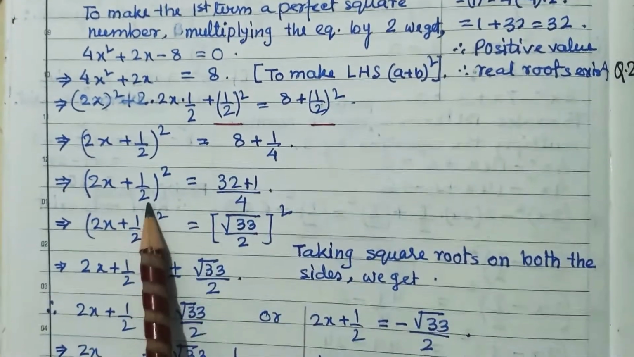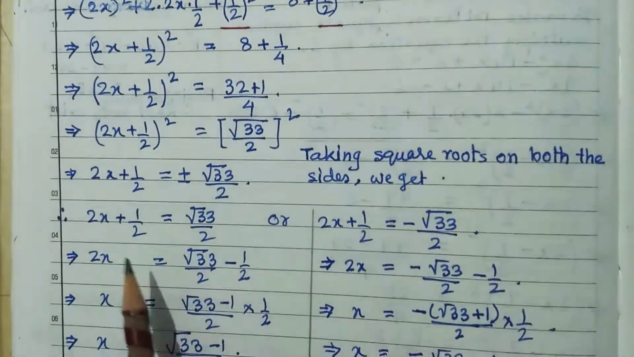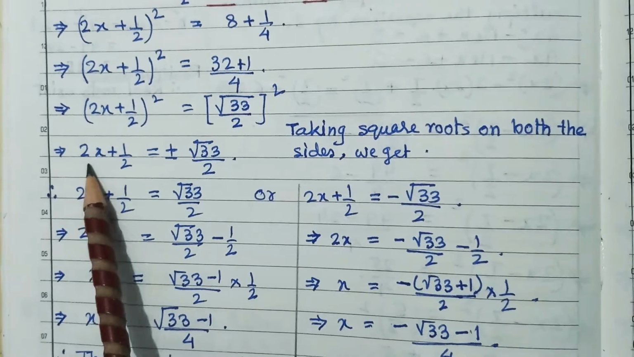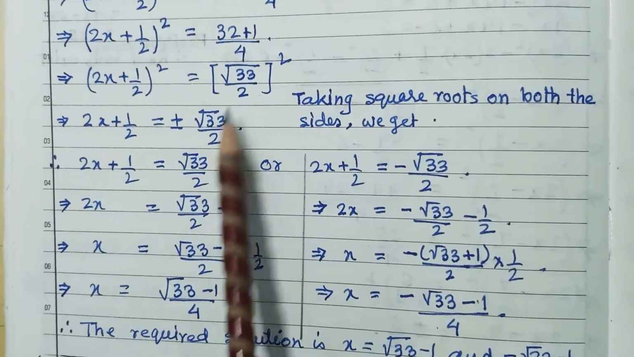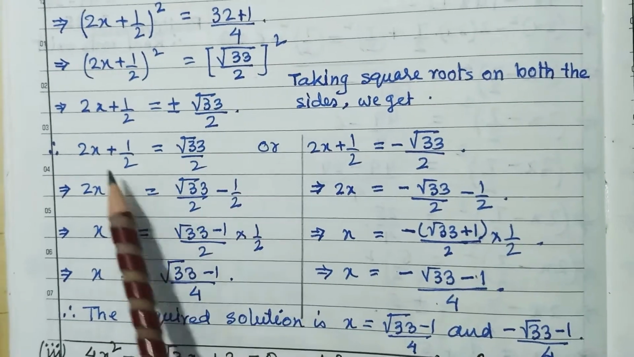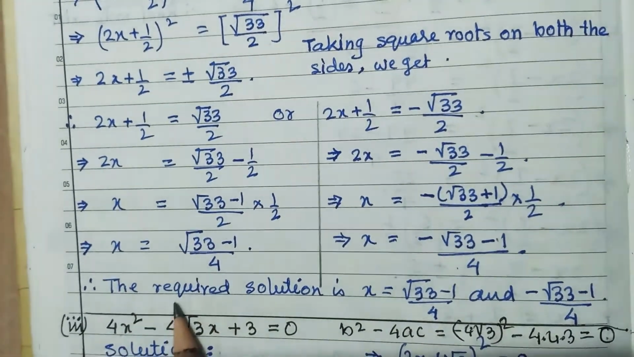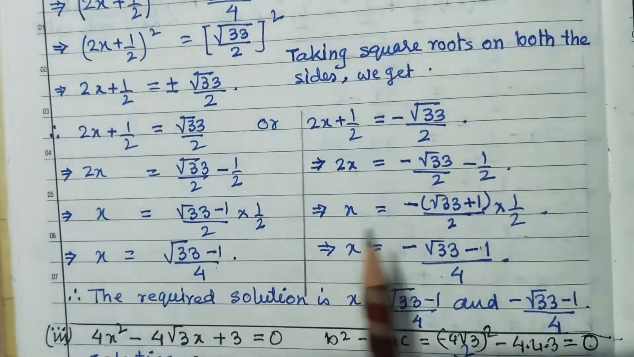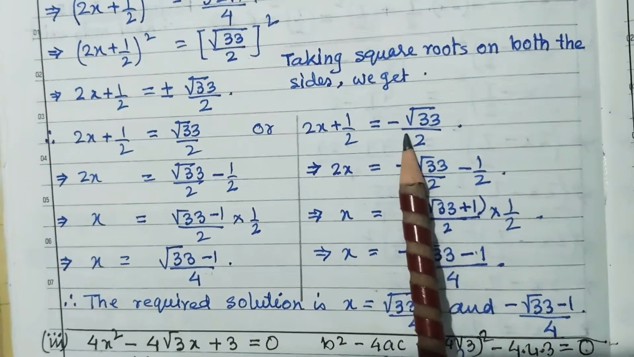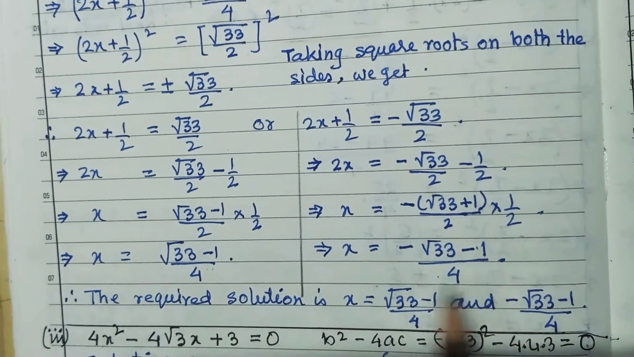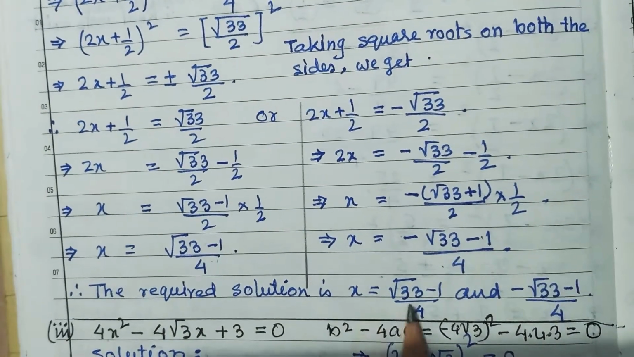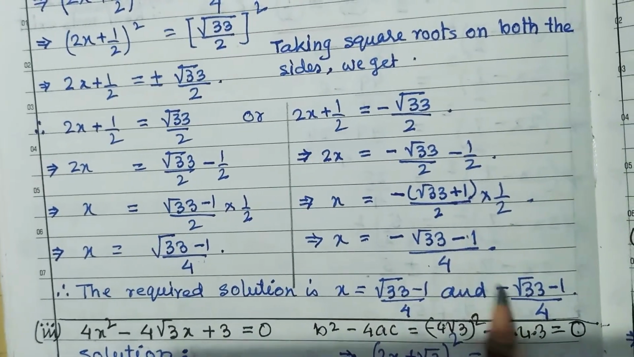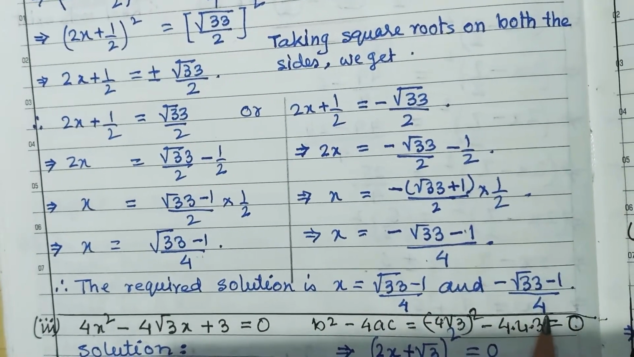Now calculating, it is a whole square and the right hand side you have to calculate. So by taking the square root of both sides, it is 2x plus half is plus minus root 33 upon 2. Now x is equal to this one, as we take the one value, and another one is if you take the minus value, this is another value. So if we take the two roots, alpha is equal to (root 33 minus 1) upon 4, and the other is (minus root 33 minus 1) upon 4.